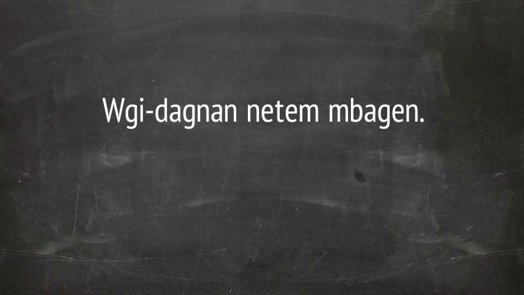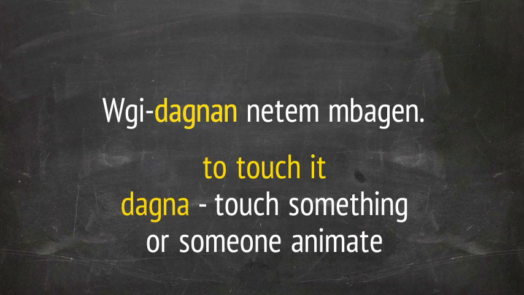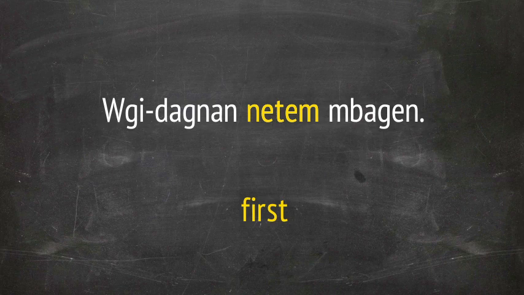Wagi dagnan netum bagan. Dagnan is the verb to touch it. Dagna would be the verb to touch something or someone animate. Netum means first, and bagan is bed.